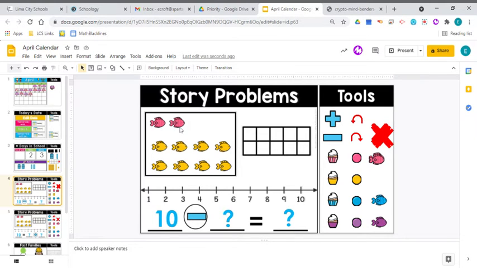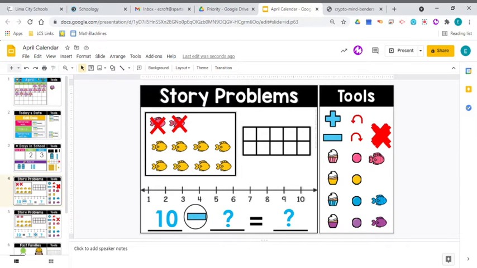Today, we have two pink fish, and we have 1, 2, 3, 4, 5, 6, 7, 8 yellow fish. All right, so let's go ahead and subtract the pink fish today. We'll subtract 1, 2. Now remember with subtraction, you always start with the whole.